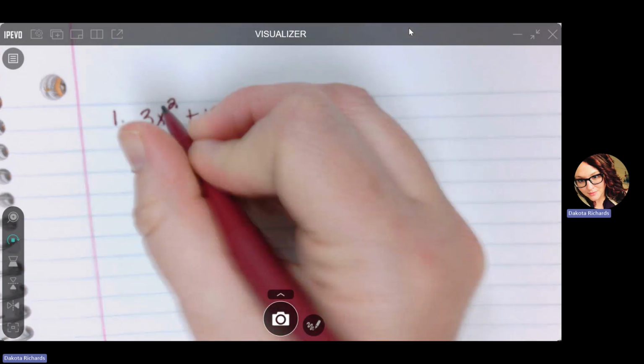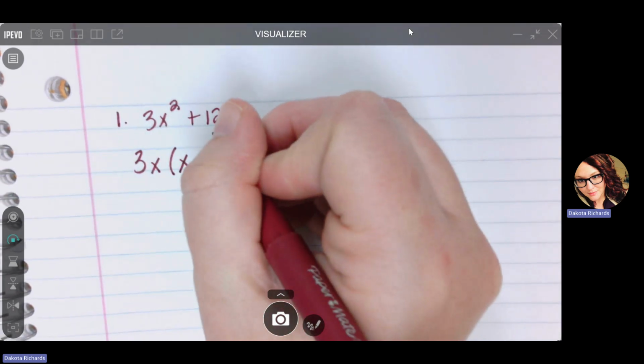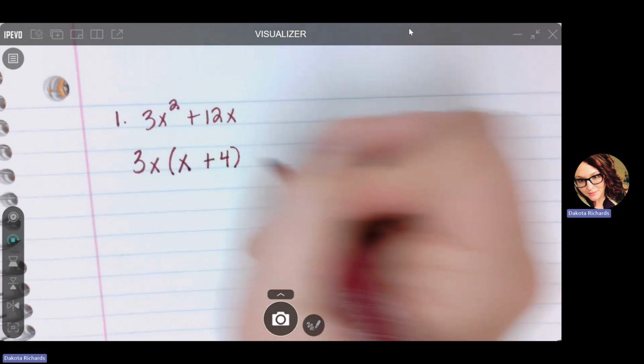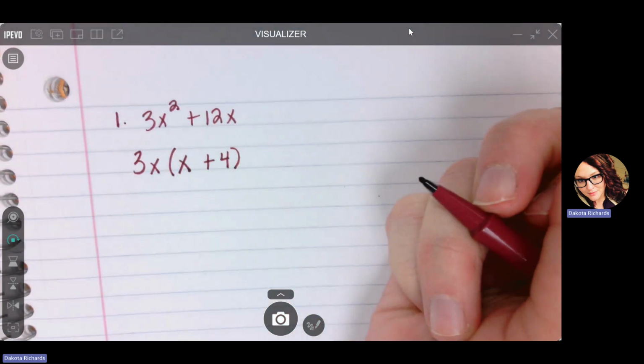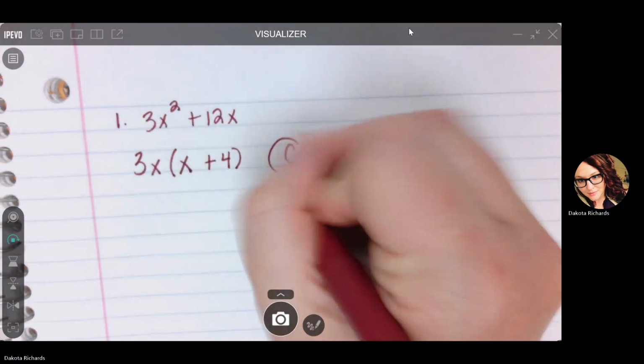When you factor out a 3x from 3x squared, you're left with x. When you factor out a 3x from 12x, you're left with just a 4. So your answer for number 1 was 3x times x plus 4, and that was answer choice C.